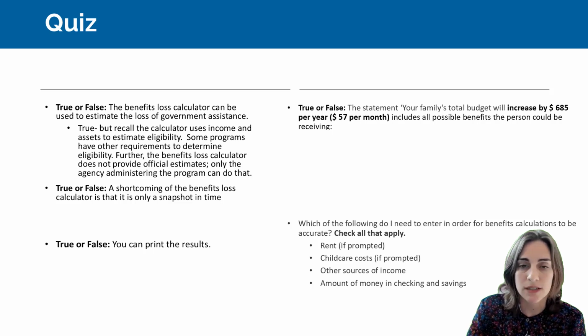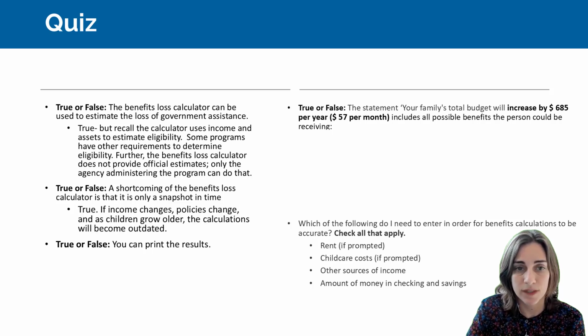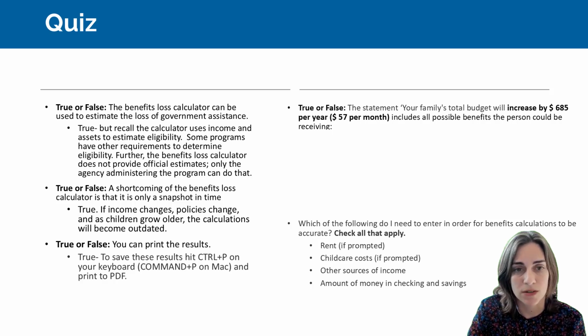True or false? A shortcoming of the benefits loss calculator is that it only shows a snapshot in time. True. If income changes, policies change, and as children grow older, the calculations will become outdated. True or false? You can print the results. True. To save these results, hit Control P on your keyboard or Command P on Macs. And that allows you to print the PDF.